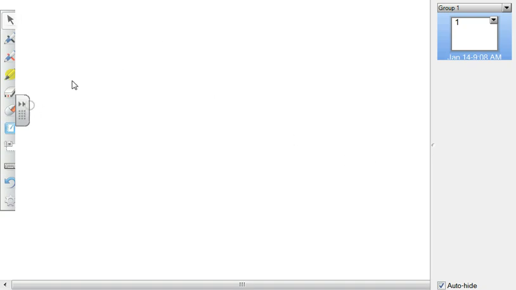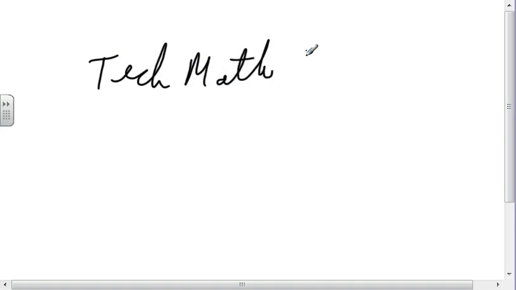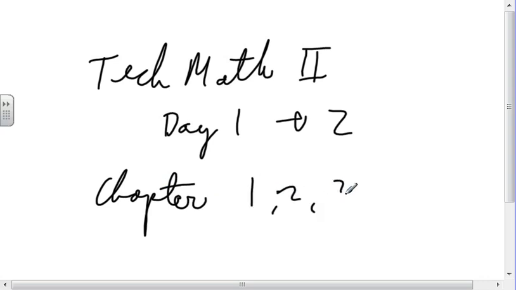This is Tech Math 2. It's day 1, and we're in chapter 1. Actually, it's day 2, but on day 1 we just went over the syllabus. We're in chapter 1, and we're going to look at sections 1, 2, and 3. So that's the plan.